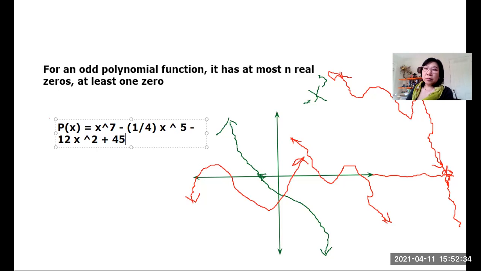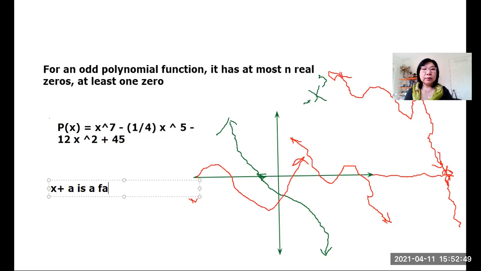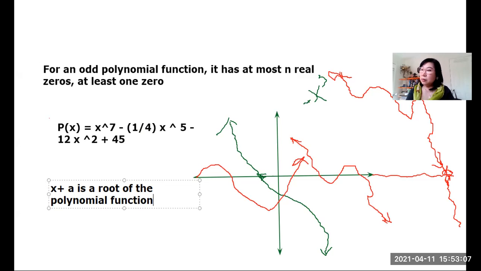So now, another thing I want to mention in this video: when it says that x equals a is a root of the polynomial function, then x minus a is a factor.